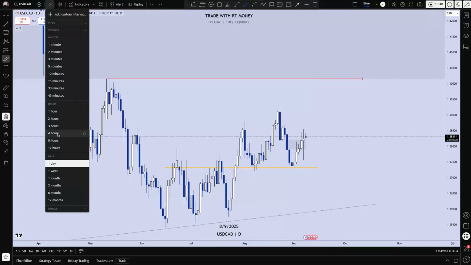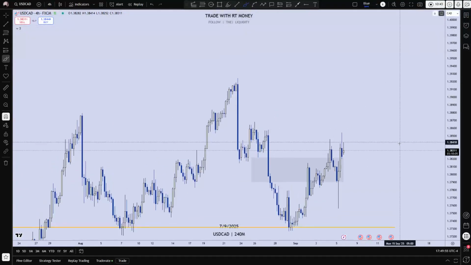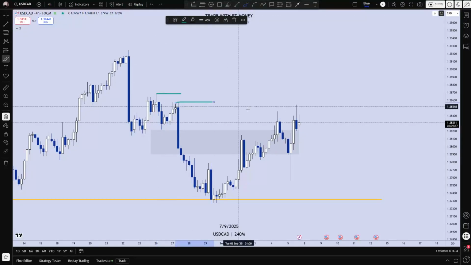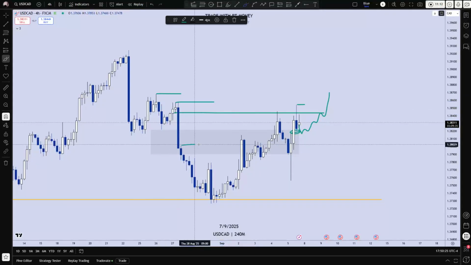Is there a hint on the 4 hour? Well, not really. You see, these look like liquidity targets. We've got a very thin fair value gap here that price could use for higher prices, and that could give us what we need. Because we are in this 4 hour fair value gap, and it looks like price is trying to get above it.